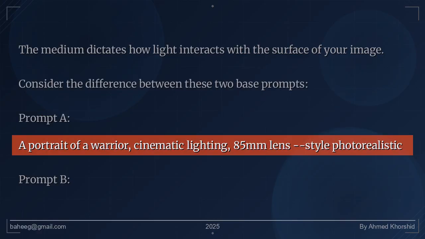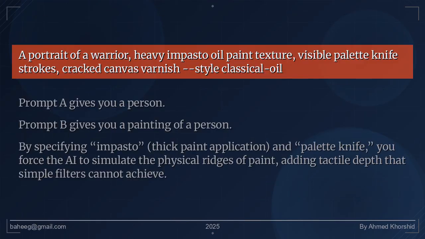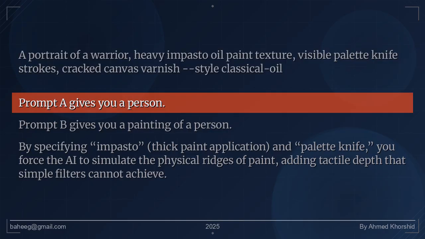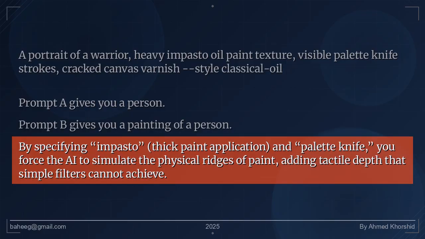Prompt A. A portrait of a warrior, cinematic lighting, 85mm lens style photorealistic. Prompt B. A portrait of a warrior, heavy impasto oil paint texture, visible palette knife strokes, cracked canvas varnish style classical oil. Prompt A gives you a person. Prompt B gives you a painting of a person. By specifying impasto, thick paint application, and palette knife, you force the AI to simulate the physical ridges of paint, adding tactile depth that simple filters cannot achieve.